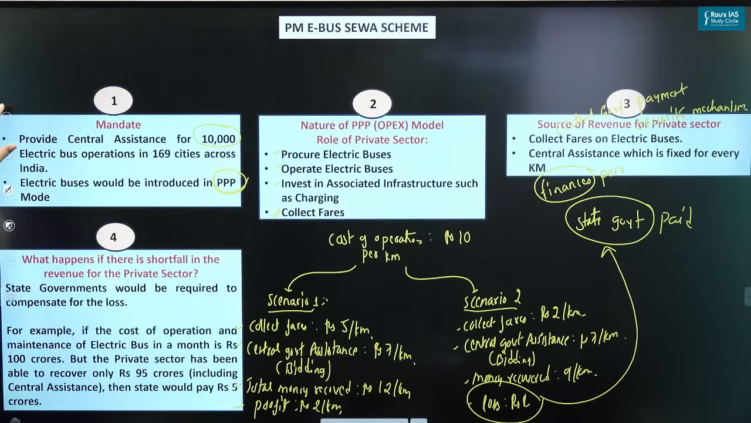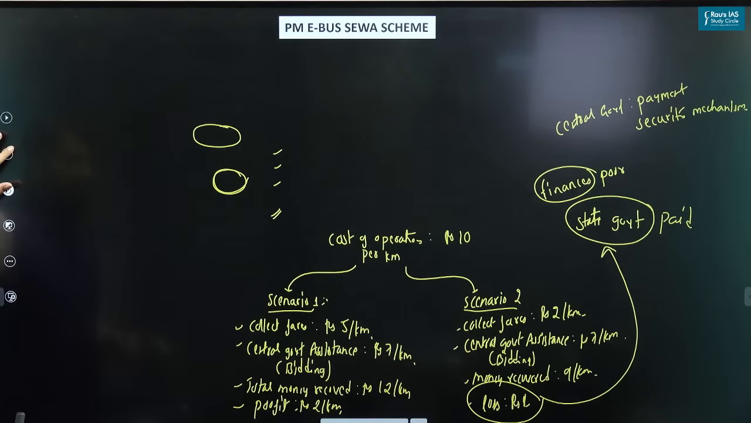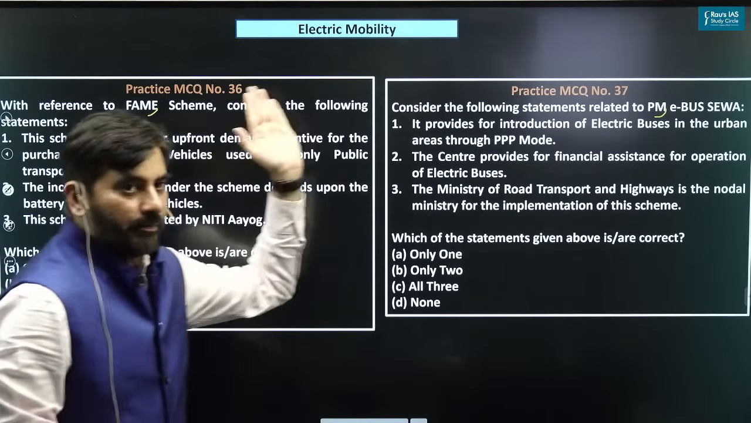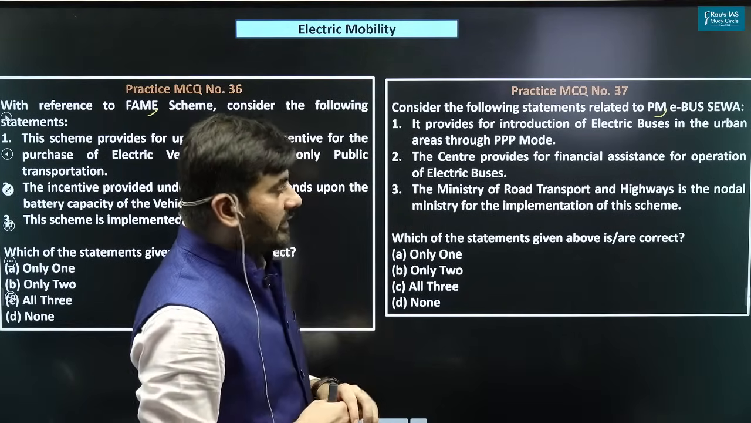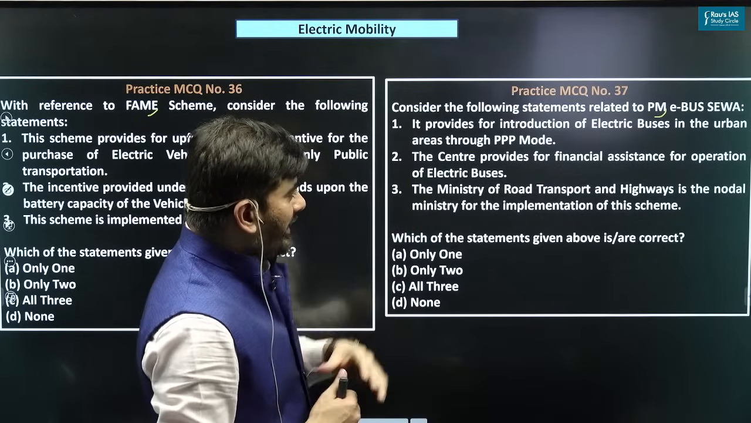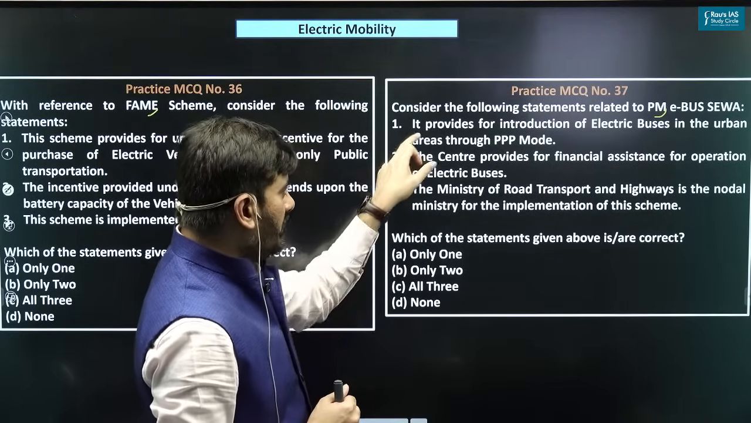So the details I have just highlighted here, whatever I explained, I put it here in the form of important bullet points. You can just go through that later. So based upon that, let's look at the prelims based question for practice. Prelims MCQ number 37. Consider the following statements related to PM e-bus Seva. It provides for introduction of electric buses in the urban areas through PPP mode.